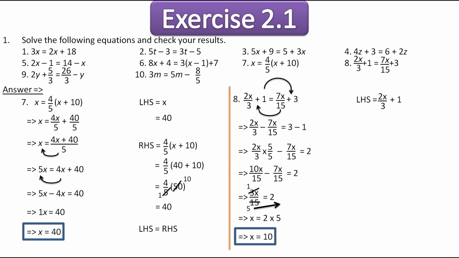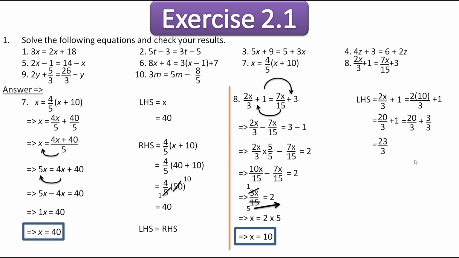So x is 10 here. So what will become? 2 in the bracket 10 upon 3 plus 1. Okay. Now 2 tens are 20 upon 3 plus 1. Now as we have to, while adding, make the denominator same, this 1 we will multiply with 3, so 3 upon 3 it will become. Now 20 plus 3 is 23 upon 3 is the LHS answer.